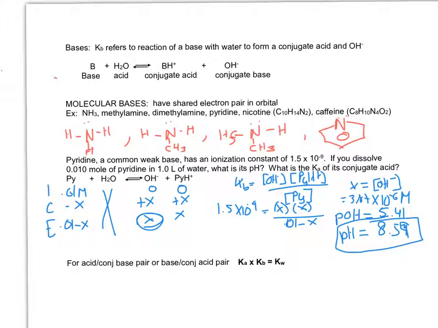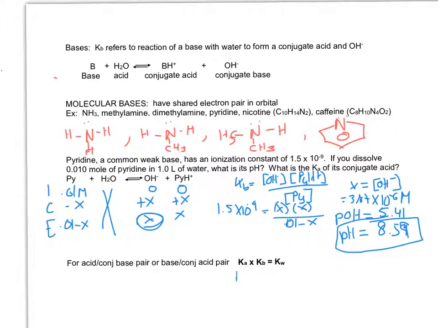Now I also want the Ka for the conjugate acid. By the way, what is the conjugate acid for this? This is your base. Here's your conjugate acid, PyH+, the protonated form of it. So whatever the base is, just add an H plus to it. That's going to be your conjugate acid. For any acid and its conjugate base, or base and its conjugate acid, here's an equation that's useful. Ka times Kb will always equal Kw. So let's use that.